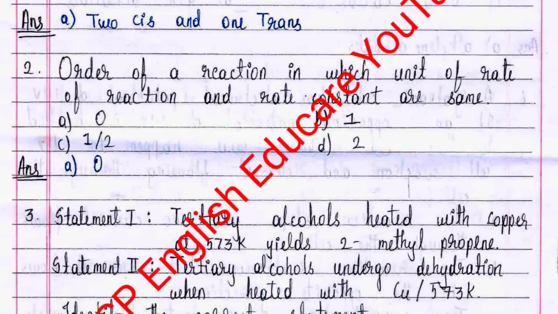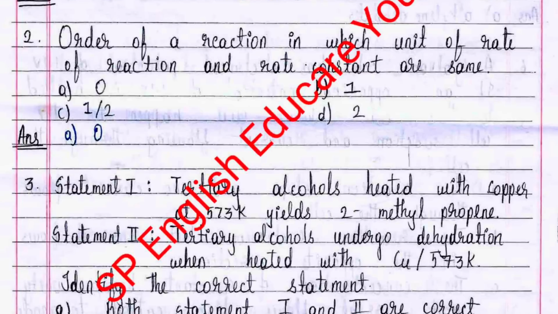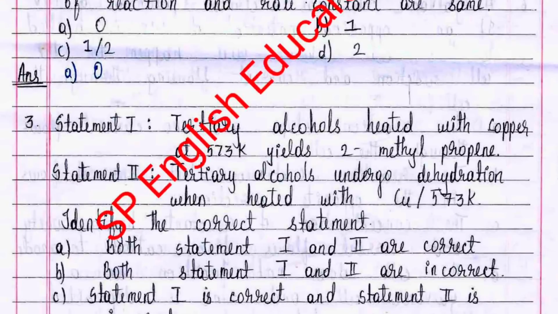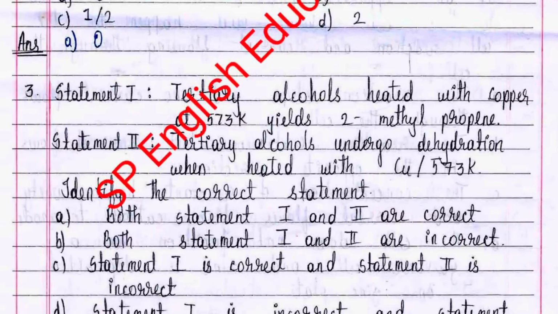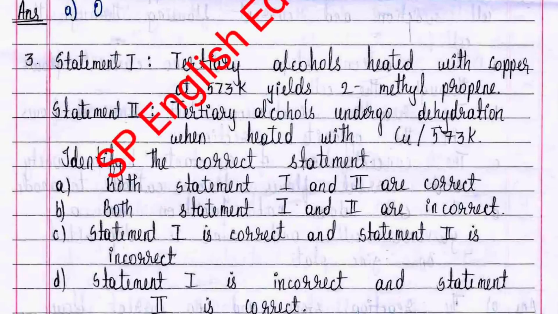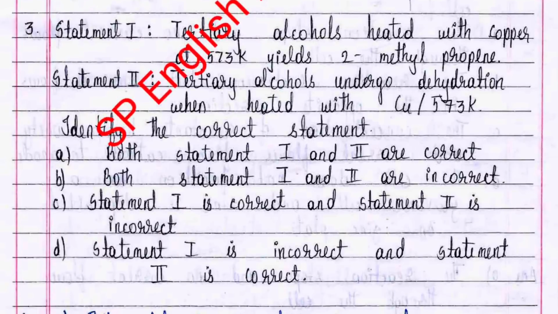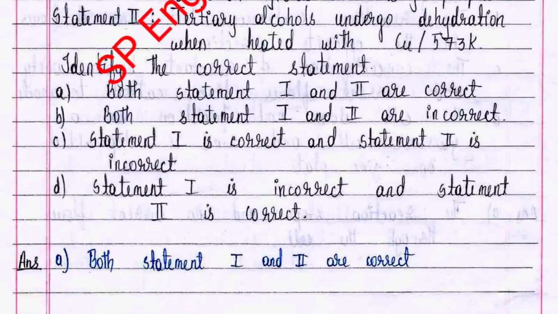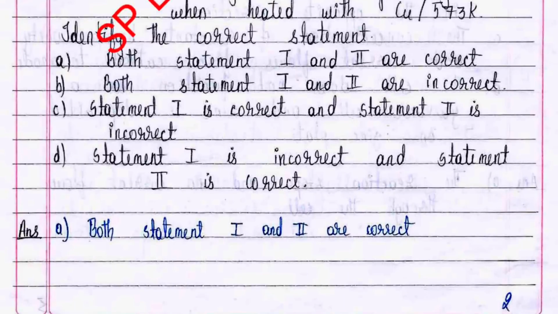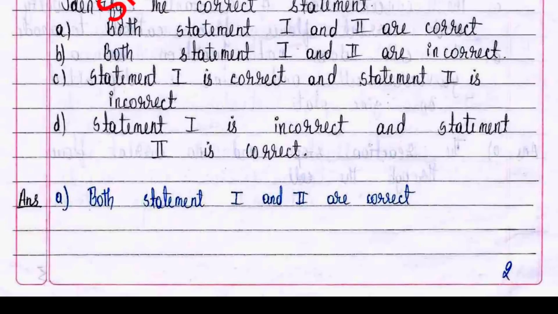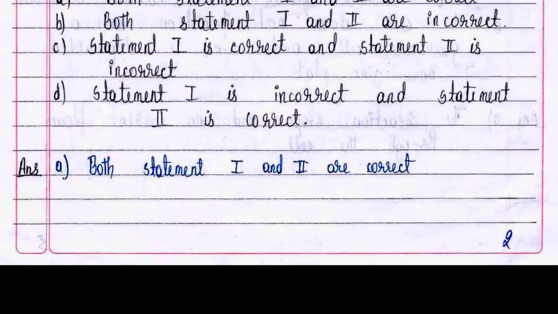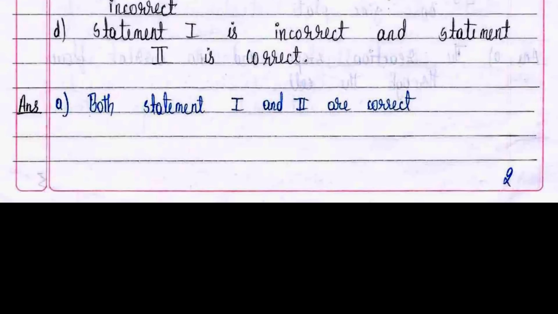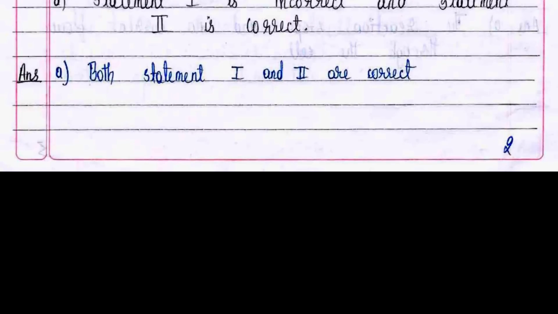Third, statement 1. Tertiary alcohols heated with copper at 573 K yields 2-methyl propene. Statement 2. Tertiary alcohols undergo dehydration when heated with Cu at 573 K. Identify the correct statement. A. Both statement 1 and 2 are correct. B. Both statement 1 and 2 are incorrect. C. Statement 1 is correct and statement 2 is incorrect. D. Statement 1 is incorrect and statement 2 is correct. And the answer is A. Both statement 1 and 2 are correct.